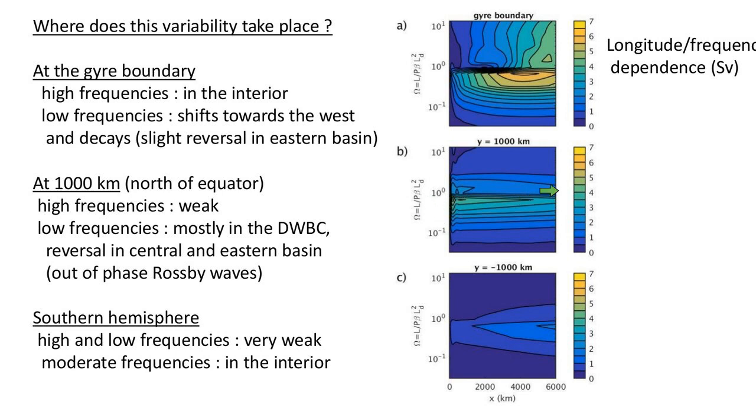There's a little bit of reverse flow here. That's waves radiating off the eastern boundary that are out of phase. And in the southern hemisphere, it's all in the interior, all the variability.